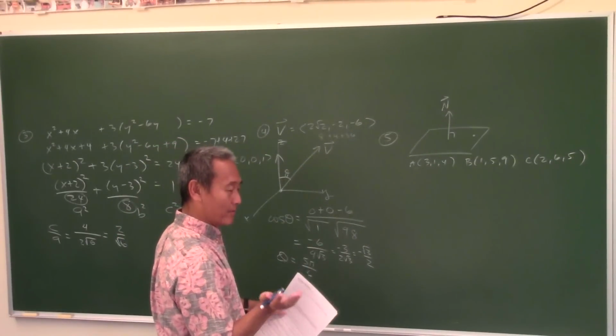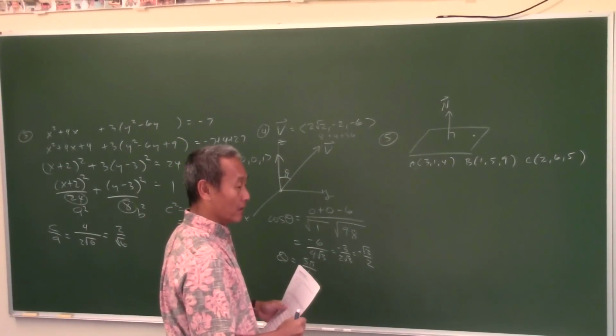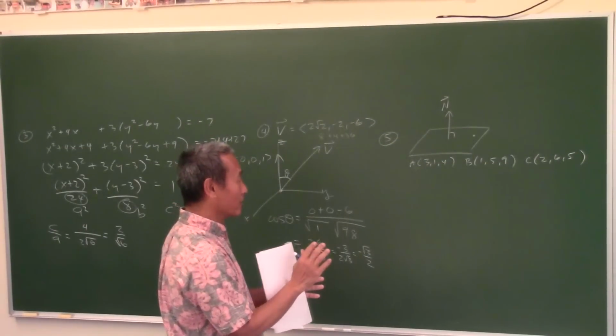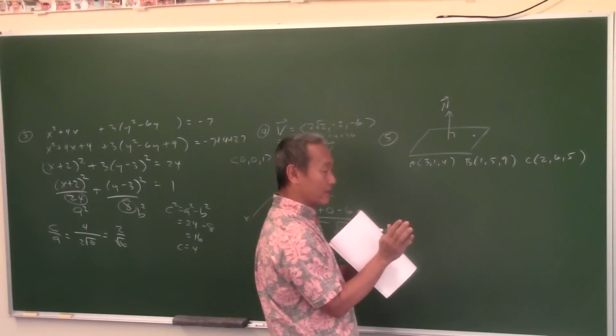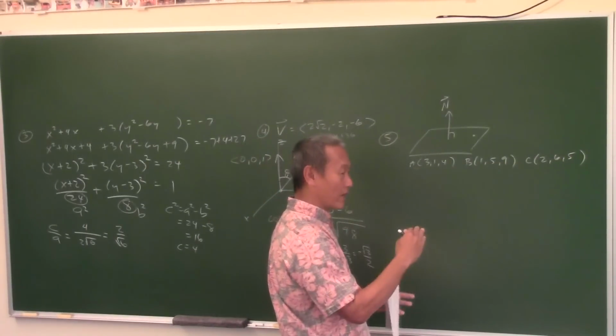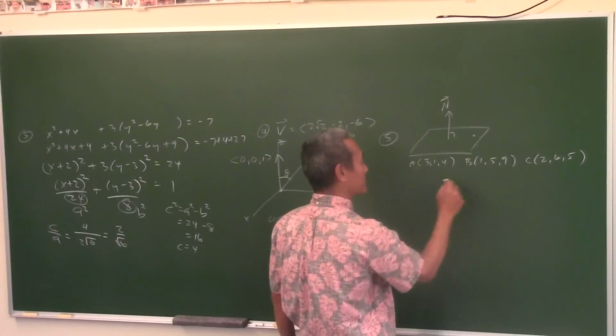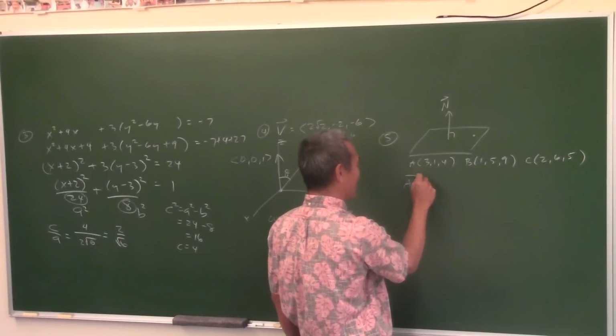How the heck do you find a vector perpendicular to that? Well, duh, the cross product, right? Because the cross product is a vector perpendicular to the plane containing those 2 vectors according to the right-hand rule, right? So what you do is you form any 2 vectors from these 3 points. So how about AB and AC?